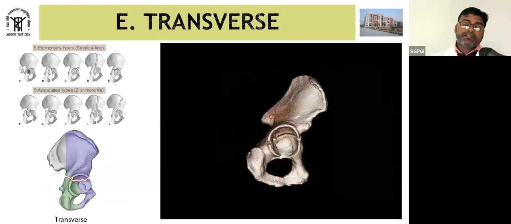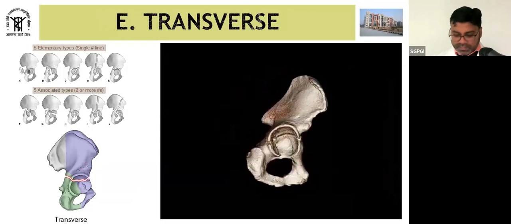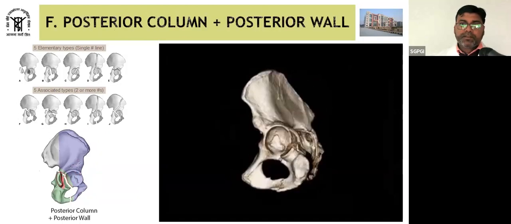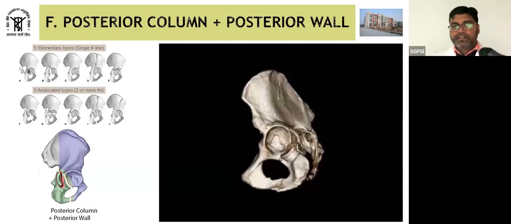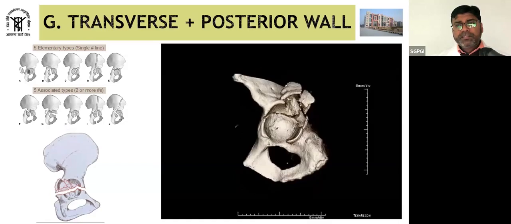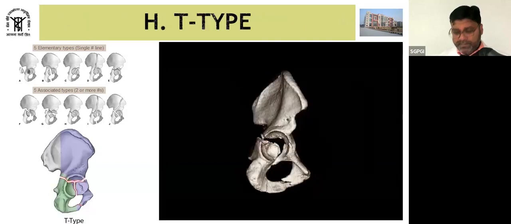Then there is transverse fracture. In this transverse fracture, the fracture line goes across both the columns, and it's more like a horizontal kind of thing. Of course, it can have other ramifications, but most likely it's a horizontal fracture. Now coming to the associated types, where there is more than one fracture line. So there can be posterior column as well as posterior wall fracture. There can be transverse with posterior wall fracture.